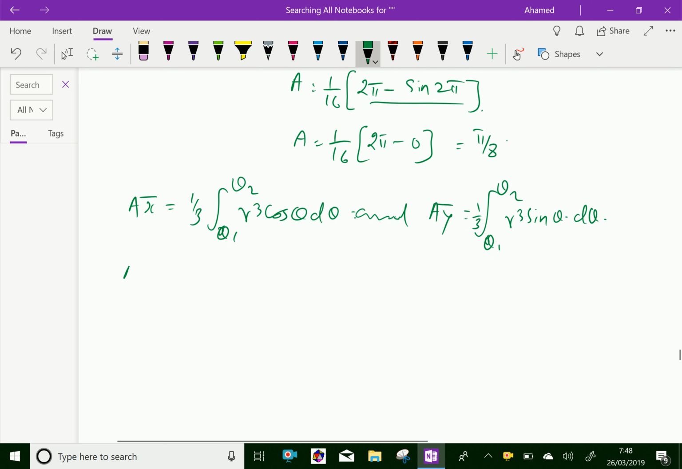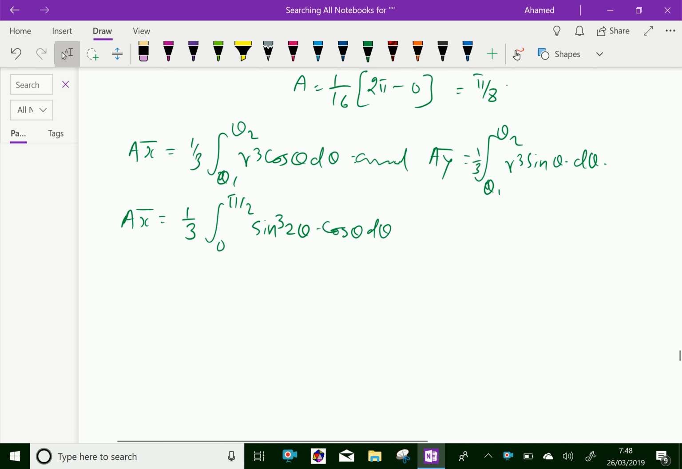Now, A x bar equals 1/3 of the integral from 0 to pi by 2, where r cube is sine cube 2 theta, into cos theta d theta. By simplifying, you can get sine cube 2 theta into cos theta gives sine cube theta and cos power 4 theta d theta.